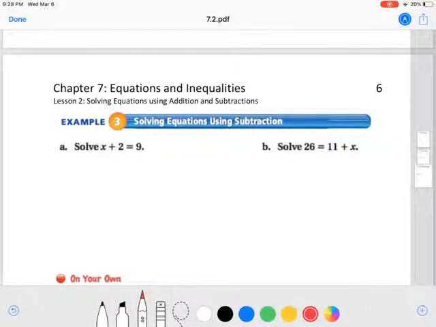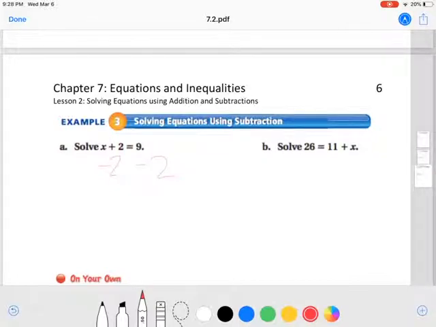Okay, the last part of our notes for today, example 3, solving using subtraction. So this time, instead of having subtraction to start with, we now have addition, but we're using the same method. We still want to undo the operation or do the opposite to be able to undo it. So in this case, we have x plus 2. So to undo that plus 2, we want to subtract. We want to minus 2 from both sides.